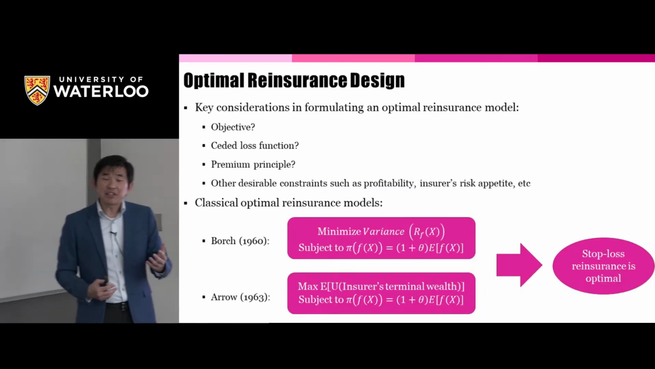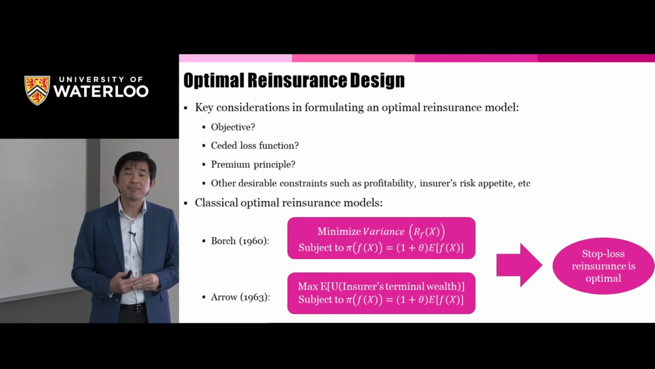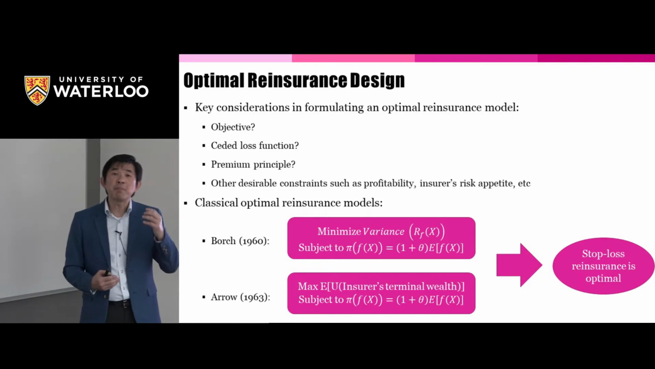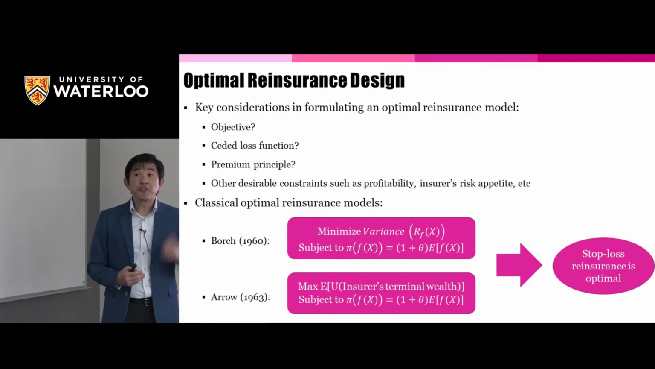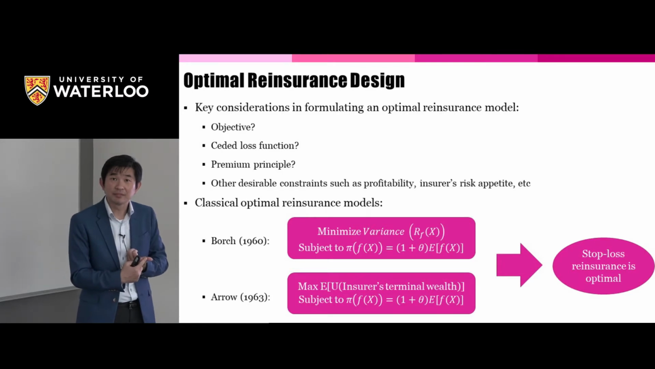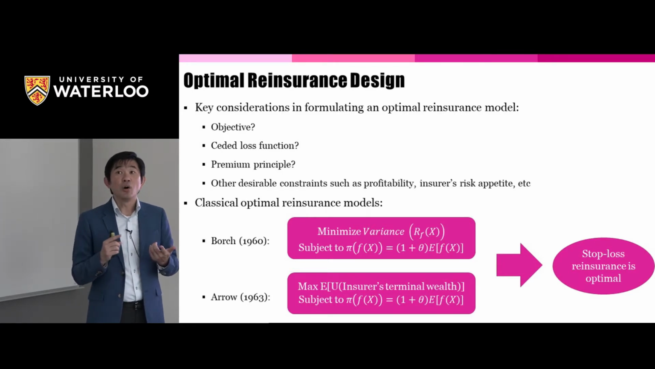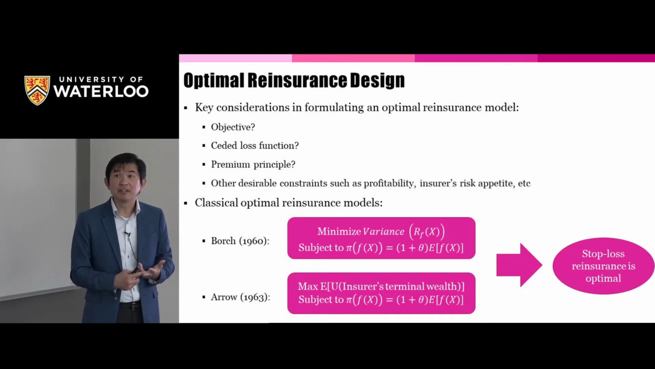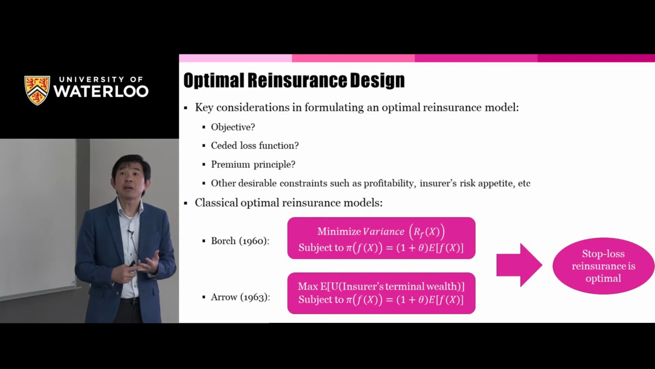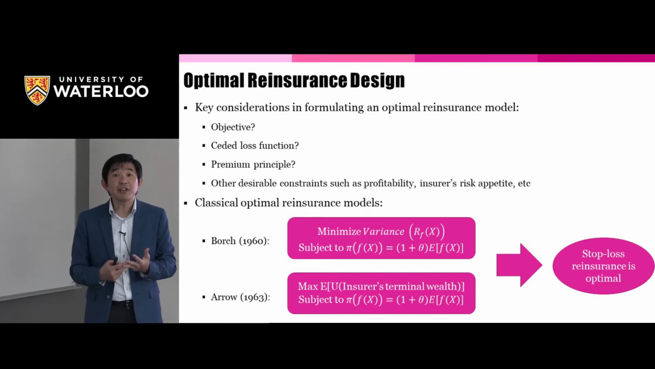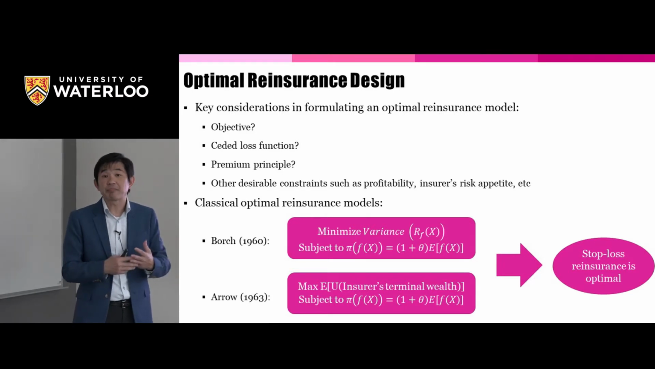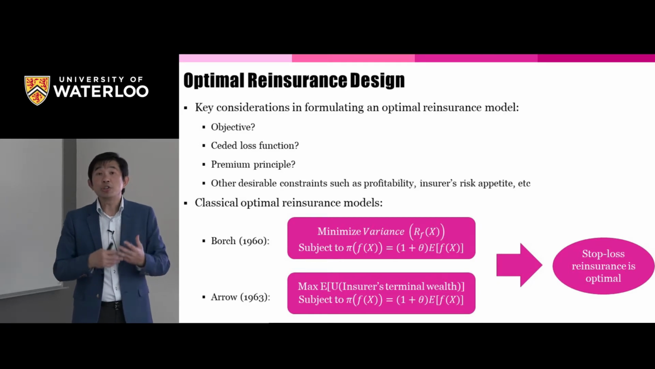So to proceed, if we were to view this as an optimization problem, then we do have to make decisions on a number of considerations. First, what would be the appropriate objective? Second, what is the assumption that you're going to make on the ceded loss function? Third, how would the premium be determined? And finally, there could be some other desirable constraints that you would like to impose. For example, you want to make sure that you're still able to make some profits, or you still want to reflect your insurance risk appetite.